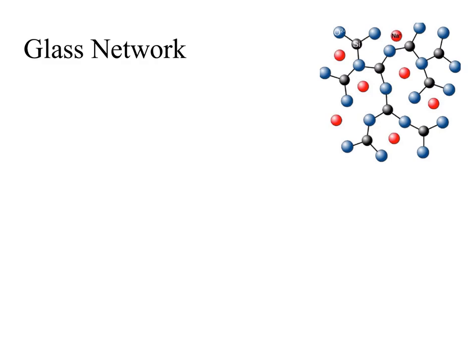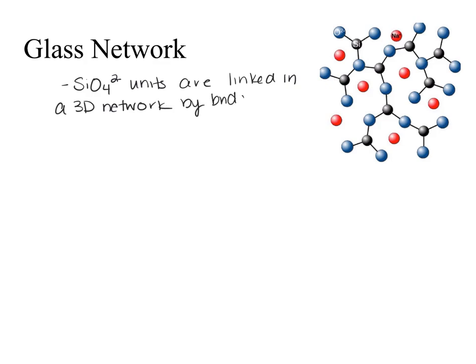So when we talk about a glass network, what we're talking about here is those SiO4 2- units are linked in a 3D network by bridging oxygen atoms. And so I want you to look over here, and you can see this here, where the black spheres are Si, the blue spheres are O2-. And so this is the network that they have. Notice it's just really random.